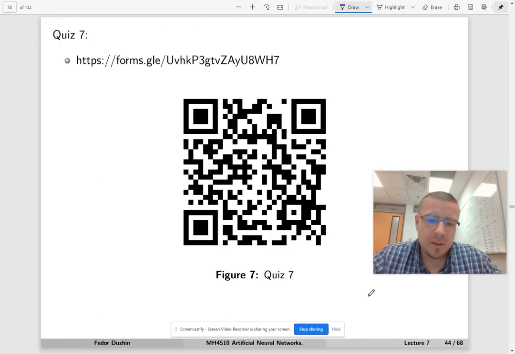Okay, so now please do a little quiz on fully connected neural networks.